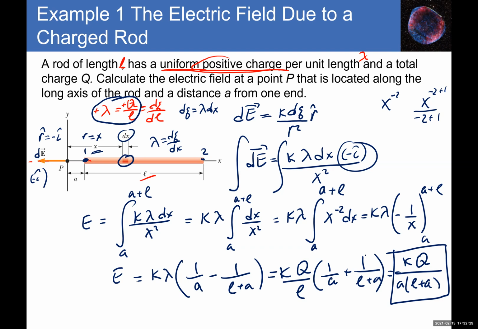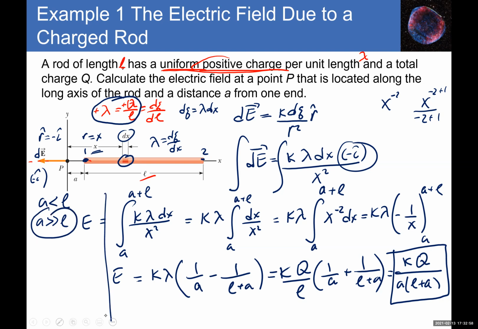Now, I can also look at something a little bit more specific. For example, over here a is actually less than L, right? So let's say a is less than L. But what if the rod was really far away, such that a is much greater than L? So I'm looking at a special condition for that.